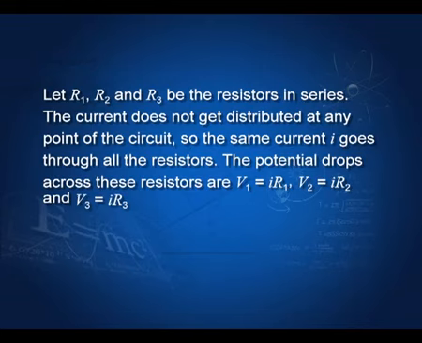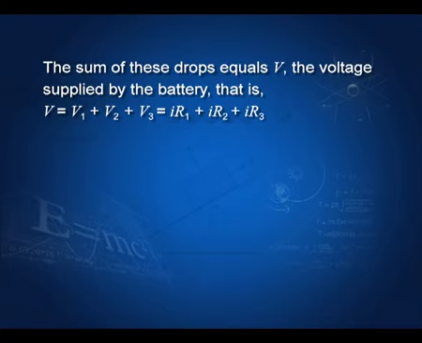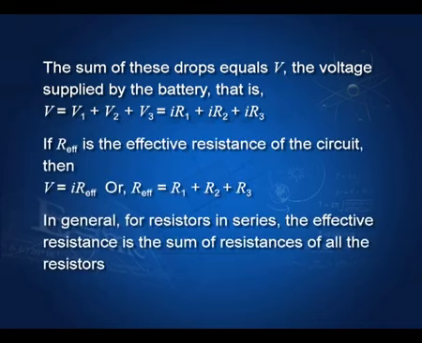R1, R2, R3 are said to be in series, and the potential difference across R1 is IR1, across R2 is IR2, across R3 is IR3, and the sum of these must be equal to the total potential difference, and therefore, the effective resistance is V by the effective current I, and therefore, the effective resistance is just the sum of the resistances in series.